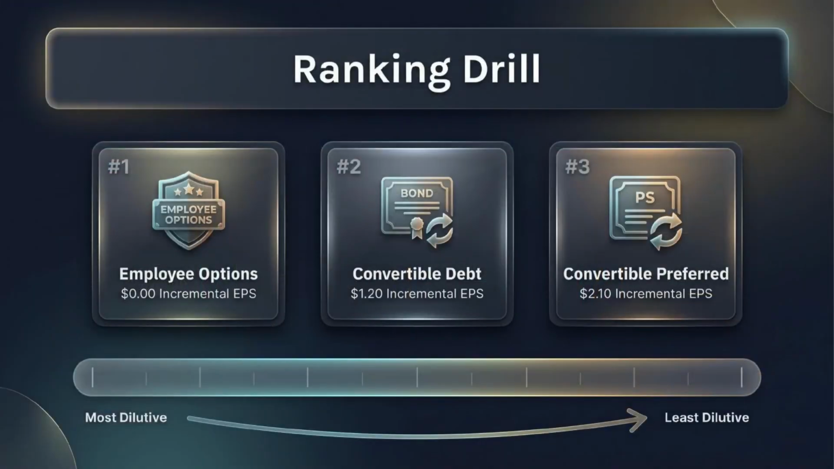Now rank the instruments. Employee options have a $0 incremental EPS effect. Convertible debt has a $1.20 effect. Convertible preferred has a $2.10 effect. Your task is to rank them from most dilutive to least dilutive. Remember that ranking is not based on share count, instrument size, or which item looks more complex. It is based on incremental EPS effect.